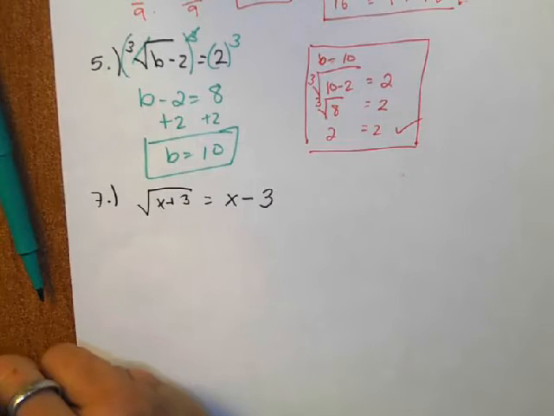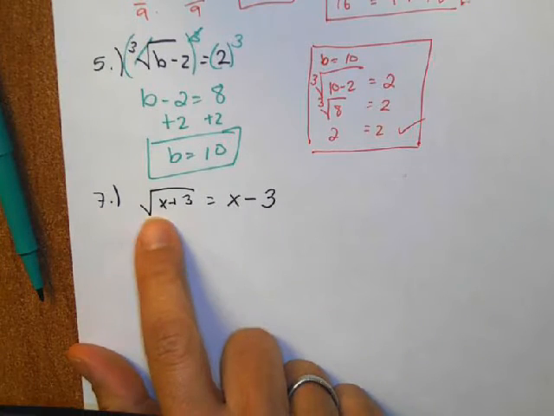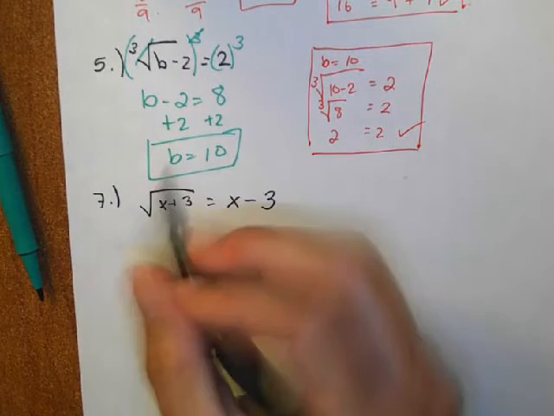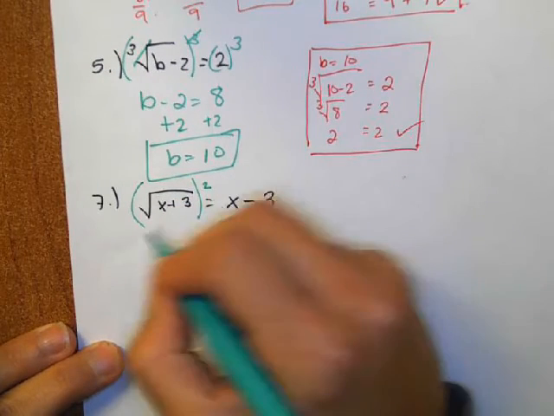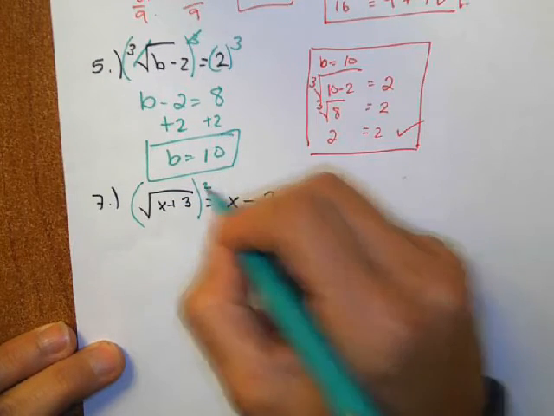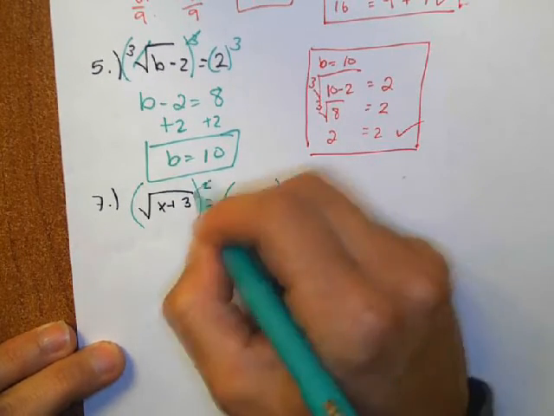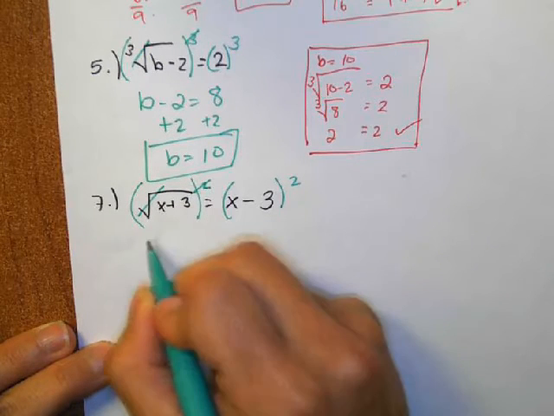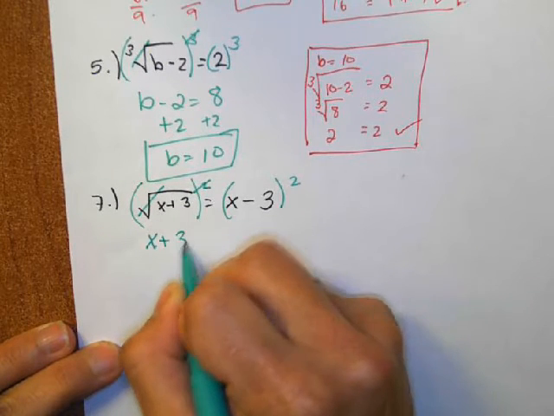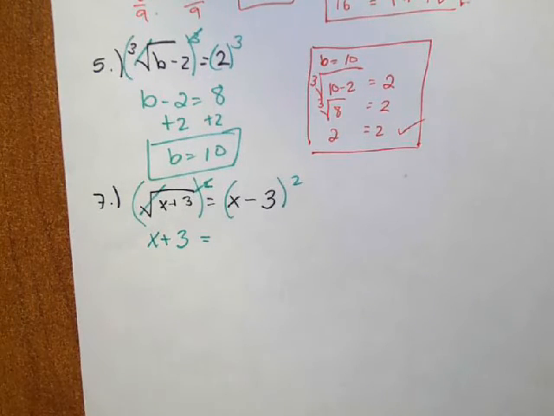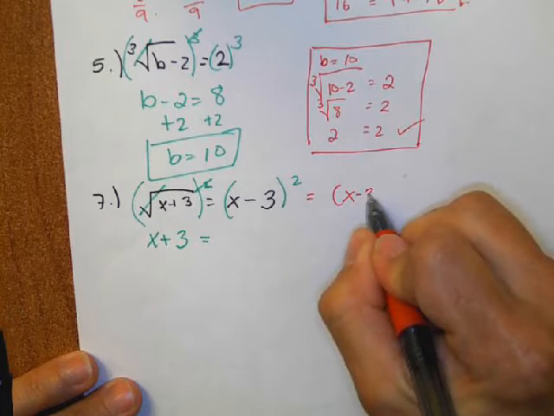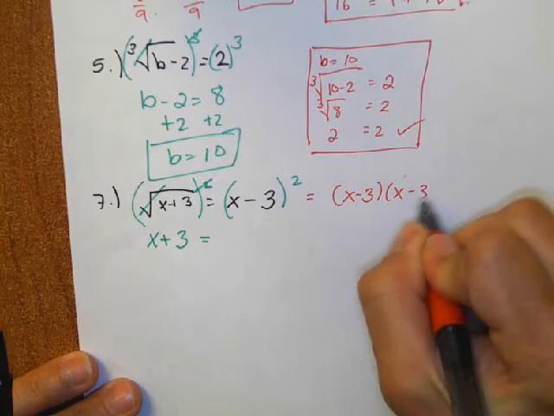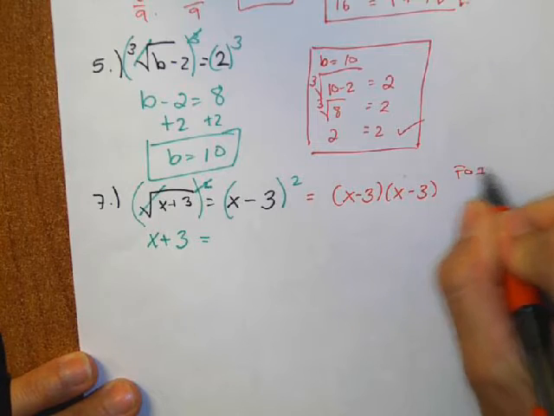So it says isolate. This is my radical. I'm already isolated. So I'm now clearing the root, raising it to the reciprocal power. Square root, reciprocal is 2. Square the right side. When I square the square root on the left side, I'm left with x plus 3. This time, however, on my right side, I have x minus 3 squared. X minus 3 squared means x minus 3 times x minus 3, and I have to FOIL that.